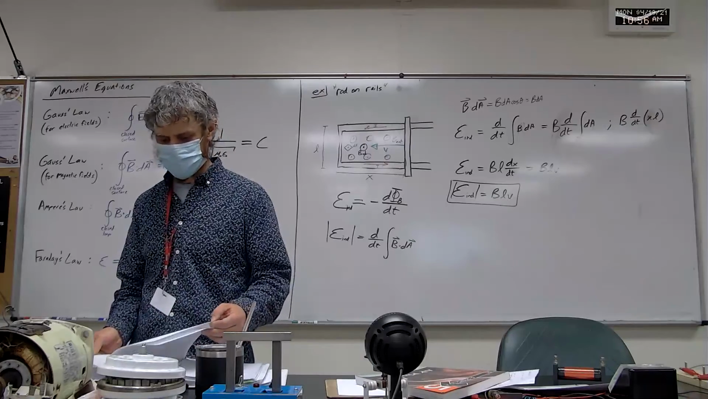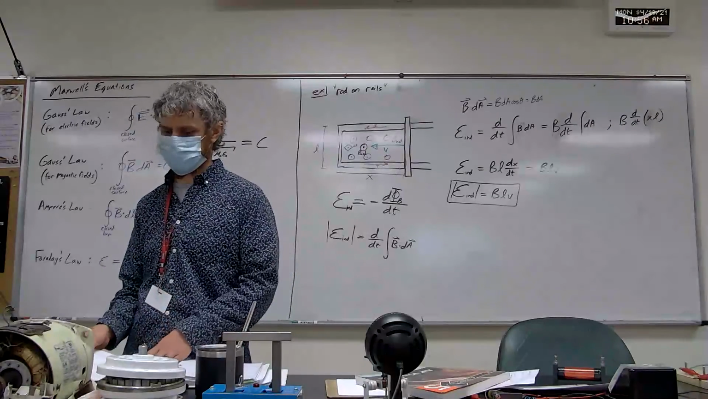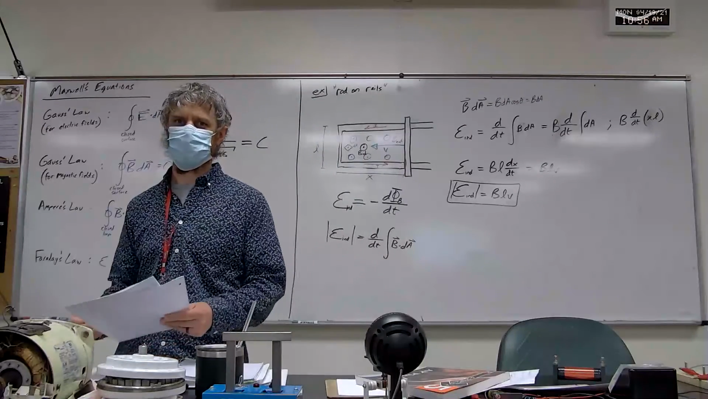Number 11 has the rod on rails that's at an angle, so we can maybe talk about that tomorrow once you get a little farther along.